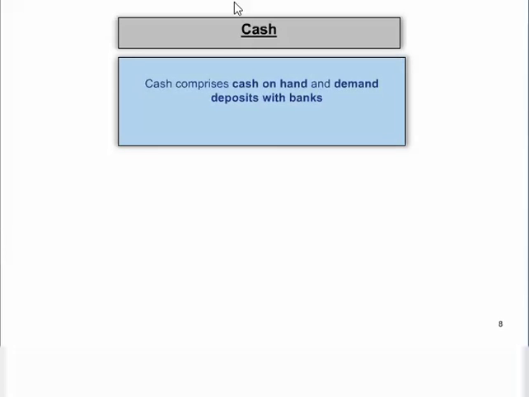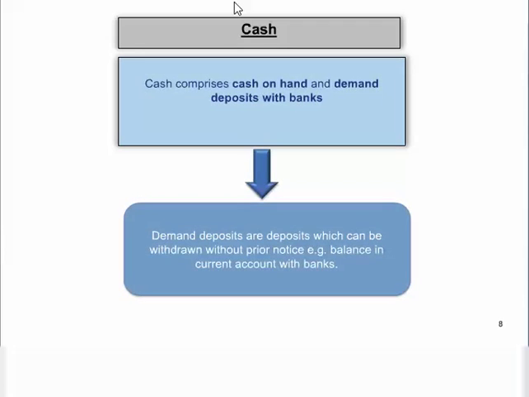Cash comprises cash on hand and demand deposits with banks. Demand deposits are deposits which can be withdrawn without prior notice. For example, balance in current account with banks. So cash would mean the cash which is on hand of a company or which is in the demand deposits with banks, like the current accounts, which can be demanded upon at any time without prior notice being given to the bank.